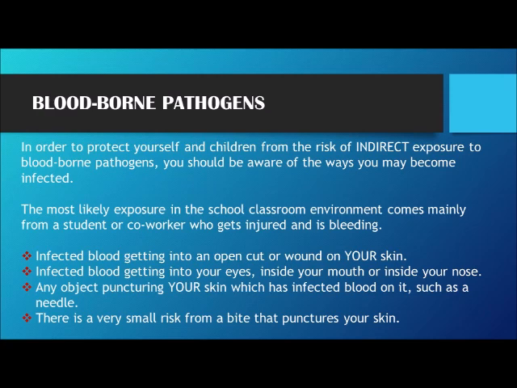Blood-borne pathogens. In order to protect yourself and children from the risk of indirect exposure to blood-borne pathogens, you should be aware of the ways you may become infected. The most likely exposure in the school classroom environment comes mainly from a student or co-worker who gets injured and is bleeding. Infected blood getting into an open cut or wound on your skin. Infected blood getting into your eyes, inside your mouth, or inside your nose. Any object puncturing your skin which has infected blood on it, such as a needle. There is a very small risk from a bite that punctures your skin.